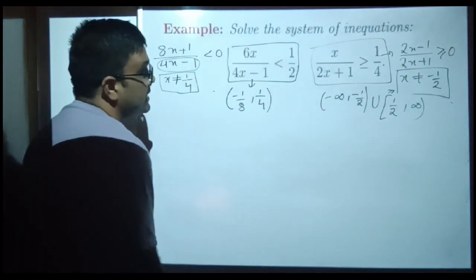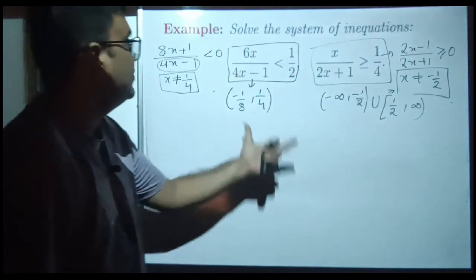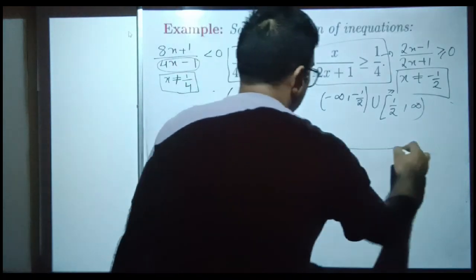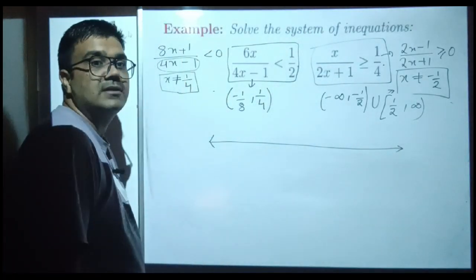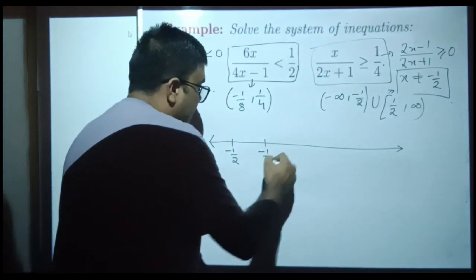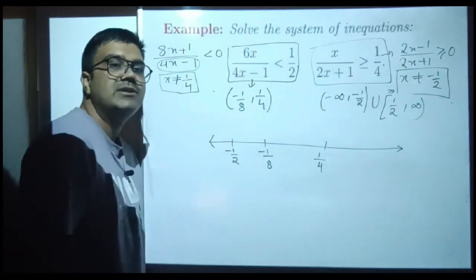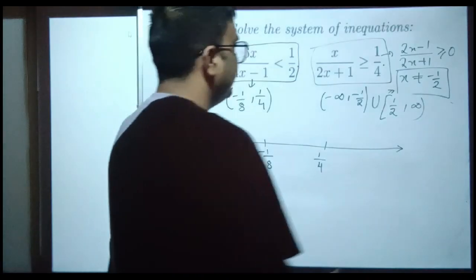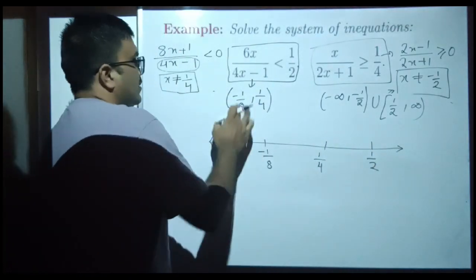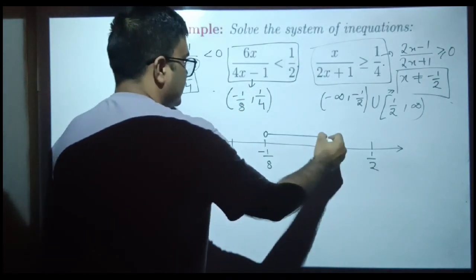Now both are simultaneous conditions. It means we are interested in those values of x which satisfy both these conditions. Plot these points on the number line: minus 1/2, minus 1/8, 1/4. These are the points we are interested in, and another point we have is 1/2. Minus 1/8 to 1/4, open bracket, this is one region.